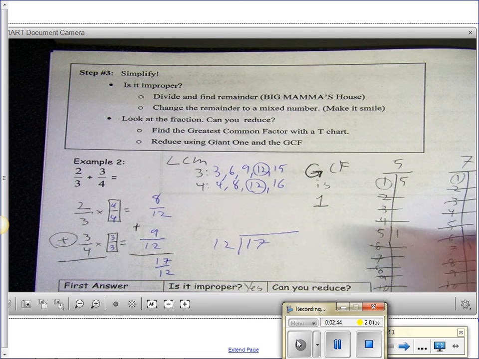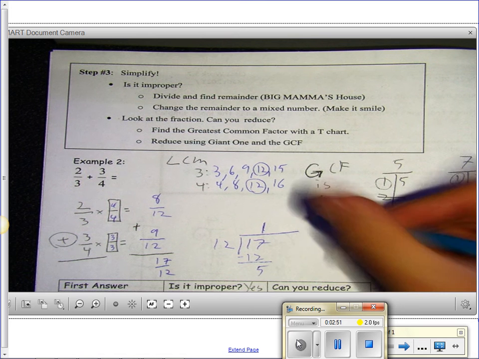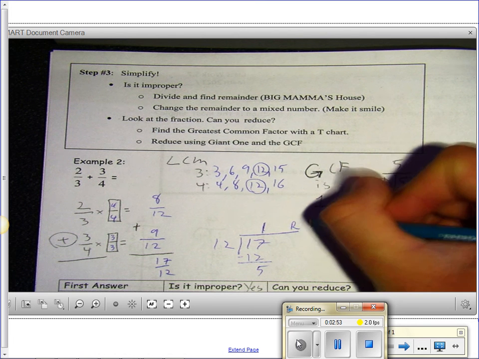12 goes into 17 one time. 1 times 12 is 12, and when I subtract, I get 5. My remainder is 5.